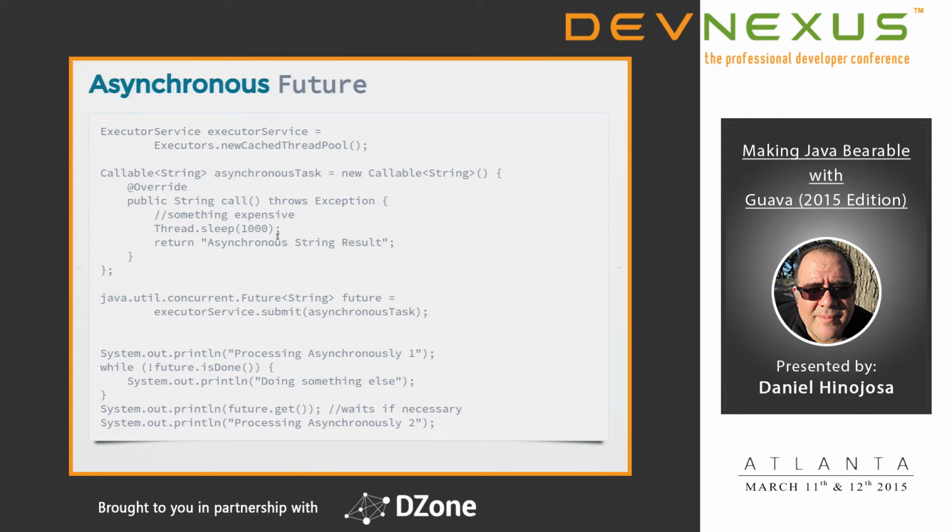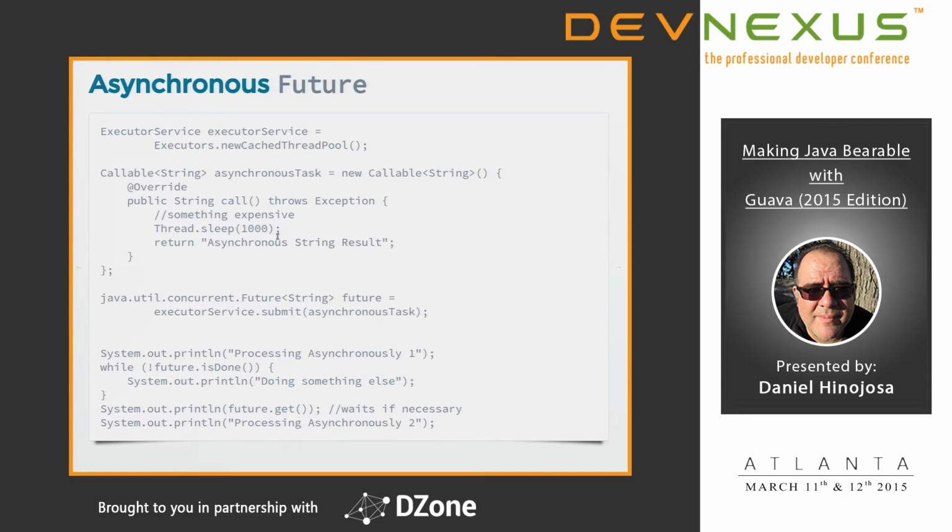Now, if I truly wanted it to be asynchronous, what I have to do is this ugly thing here. But it's actually asynchronous. So executor service, asynchronous task, I'm going to sleep for a second, and it's going to return an asynchronous string result. I'm going to submit this task onto that executor service, and I'm going to get this future reference. And still I'm going to ask, are you done yet? But in the meantime, while I'm continually asking this, I'm going to do something else. So this is asynchronous. When this finally triggers, then I'll get the answer.